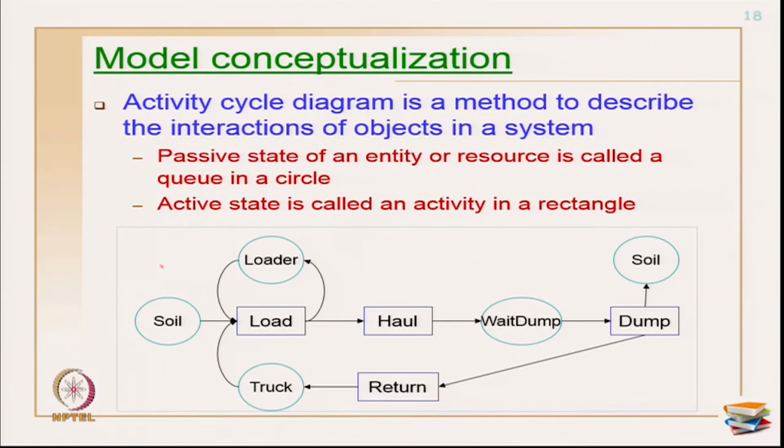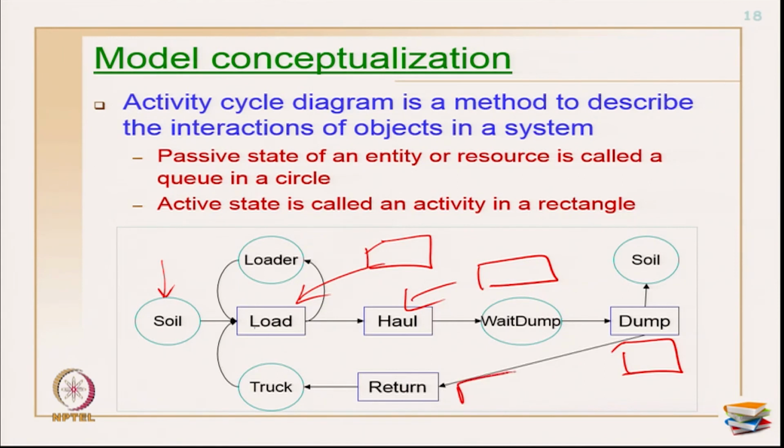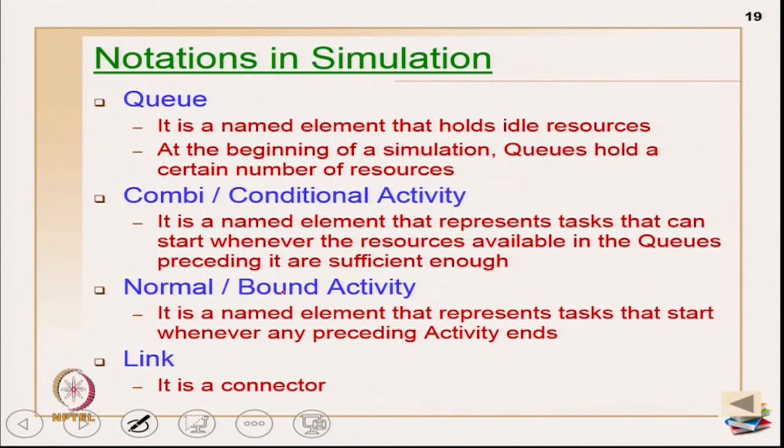Number 1 is Q. All these circles in the passive states are represented in queue form, and these rectangles can be either a combi or a normal activity. For example, this load I have to represent as a combi activity because I need resources to start the loading activity. Hauling can be a normal activity, so I am going to use a general rectangle. This is also a combi activity, but this is a normal activity because there is no waiting required here. And these arrow marks are all called links. That is what I have shown here.